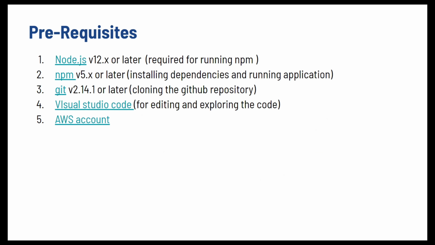The project is called the Smart Shopping List, which adds items to a shopping list and stores them to a DynamoDB table. This project has some prerequisites such as Node.js version 12.x or later, as it is required for running NPM. NPM version 5.x or later because we will be using it to install dependencies and running the project on localhost. Git version 2.14.1 or later because we will be cloning a GitHub repository to our local machine for this project. Visual Studio Code installation for editing and exploring our code, as well as creating an AWS account which will sync our application to AWS.